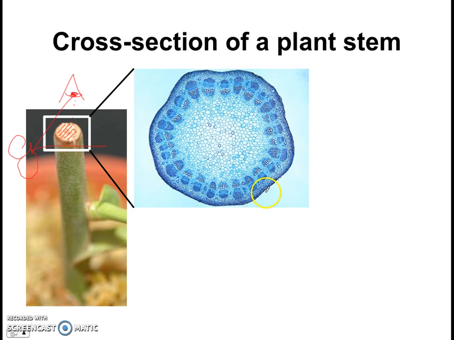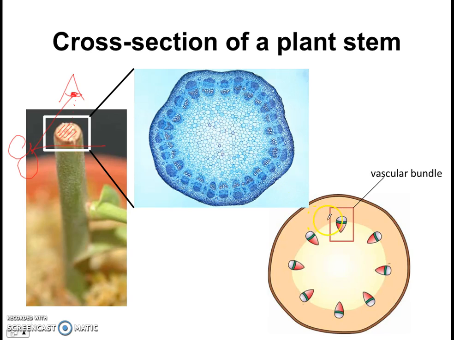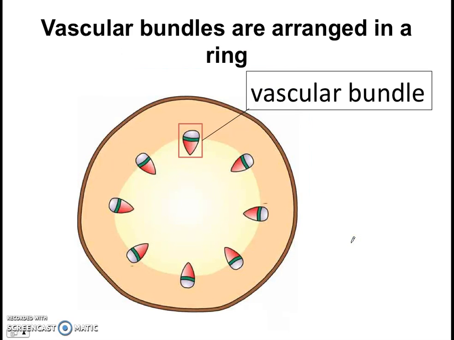Very beautiful. And you start to see an arrangement of some structures in a circular way. So let me simplify this for you. Some people draw it out in this way. And from this diagram, you can see that inside the plant stem, the vascular bundles are arranged in a ring, right? There's one vascular bundle here, another vascular bundle here, another vascular bundle here, and the bundles are arranged in a ring. Okay, so key point, vascular bundles are arranged in a ring.